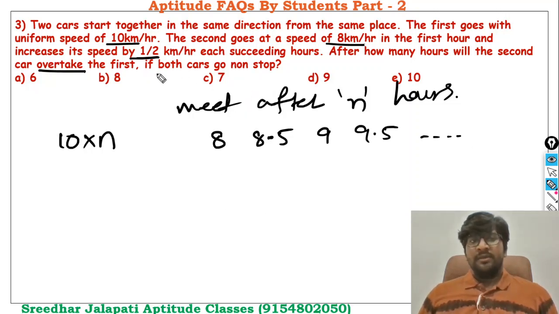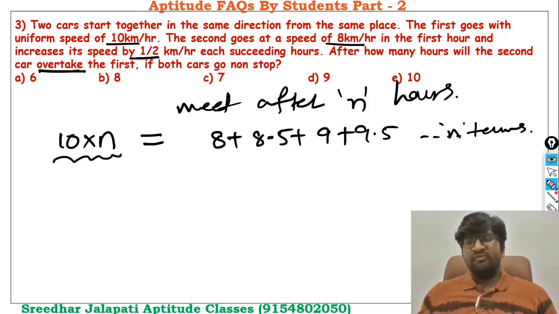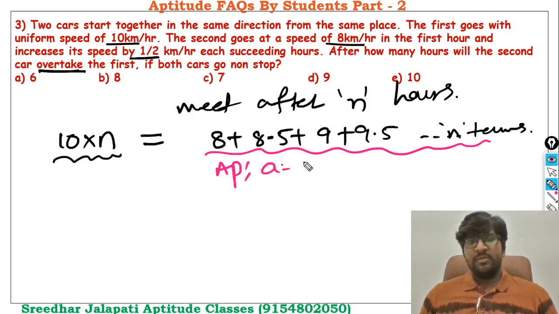By the way, when they meet, the distance traveled by the first car should be equal to the distance traveled by the second car. That means these two must be equal. This is the distance traveled by the first car in n hours, as its speed is constant 10, so 10n, whereas this is the distance traveled by the second car, and so on. These are n terms. We do not know how many, that we have to find. If you observe, this is in arithmetic progression, with first term being 8, common difference being 0.5, and the nth term is something which we do not know, but the sum of n terms we can find.